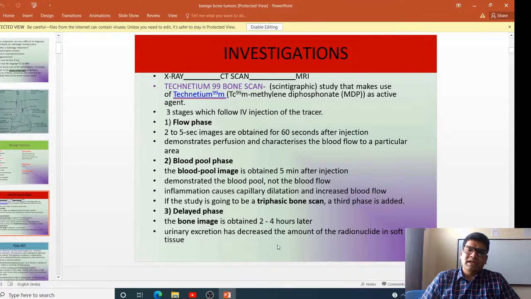This demonstrates the perfusion and characteristics of blood flow to a particular area. The blood pool phase is taken 5 minutes after injection. The delayed bone phase is taken 2 to 4 hours after injection of this IV radioactive dye, that is technetium.